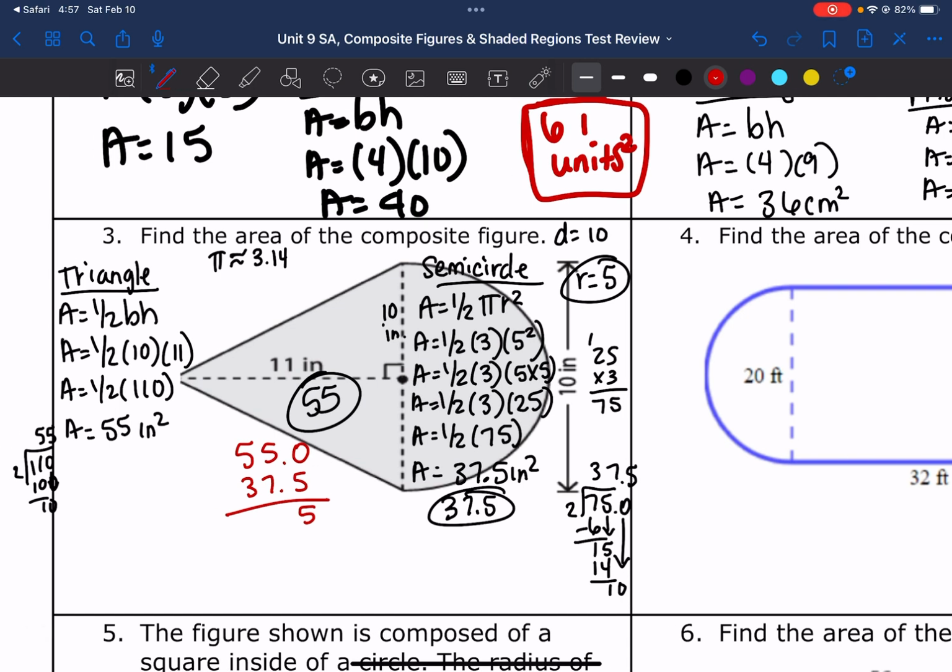7 plus 5 is going to be 12. And then 5, 6, 7, 8, 9. So we get an answer of 92 inches squared as our final answer, okay?